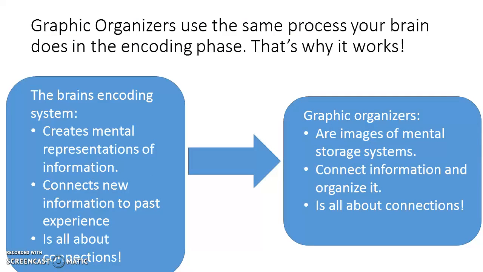So graphic organizers use the same process your brain does in the encoding phase, and that's why graphic organizers work so well. So the brain's encoding system creates mental representations of information and connects that information to past experiences. Graphic organizers do the same thing. They take images and create mental storage systems from those images. Then they connect the information that you have just received, and they organize it in such a way that the brain can use it. Both of these systems are all about the connections that they make.